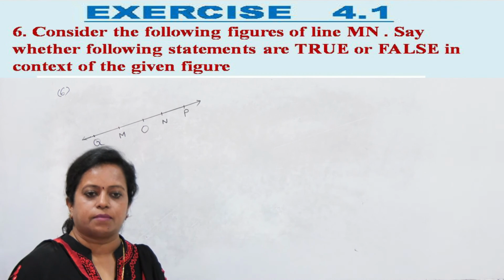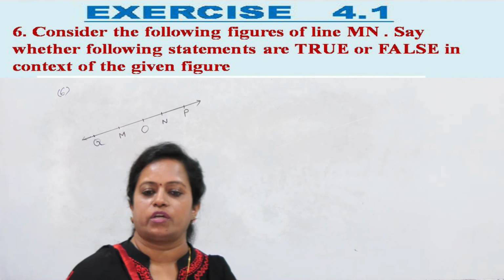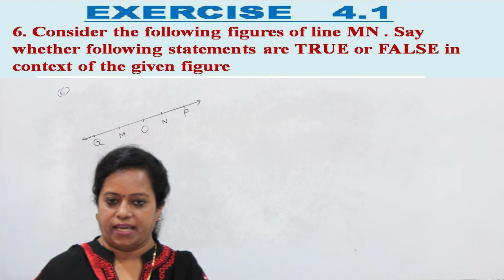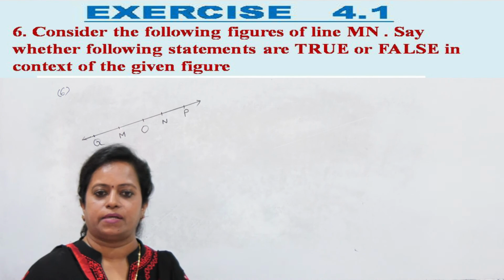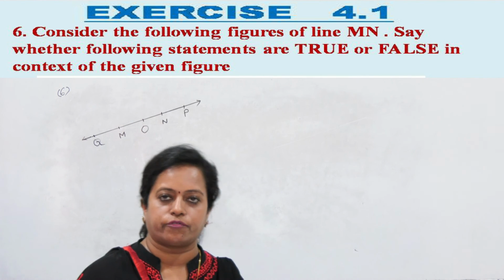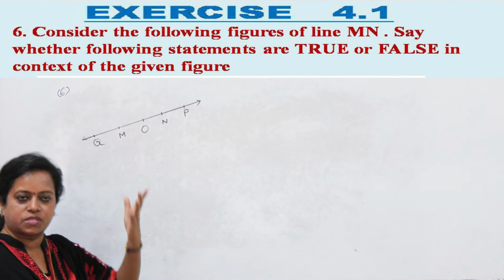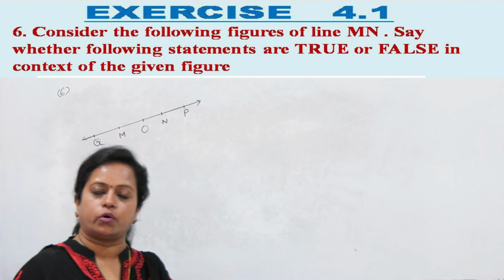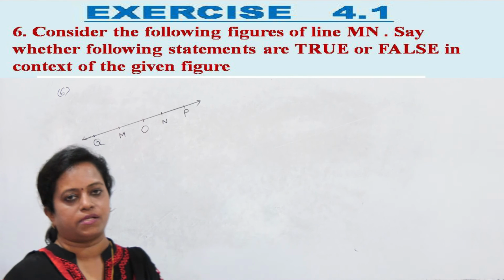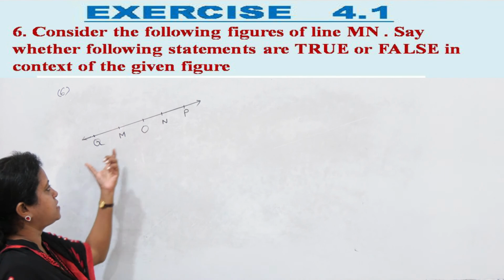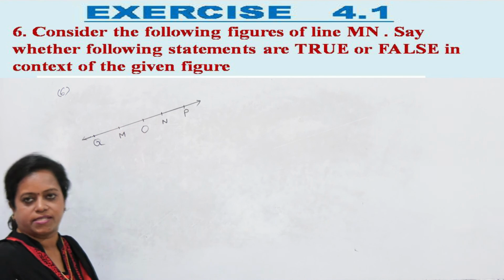Let us solve the question number 6. Consider the following figure of the line MN. Say whether the following statements are true or false in the context of the given figure. This is the figure that is shown in your textbook, and some statements have been given. According to the figure, you have to say whether the statements are true or false. So you can see that it is a line and some points are marked here.